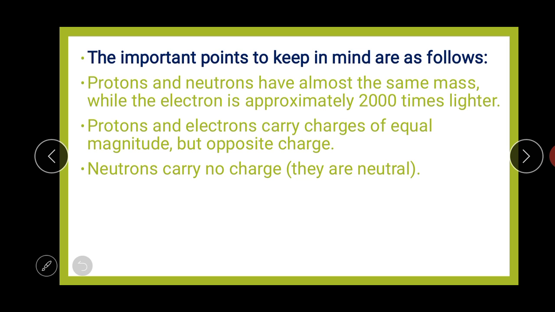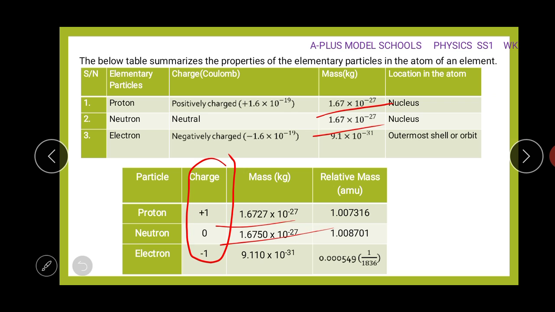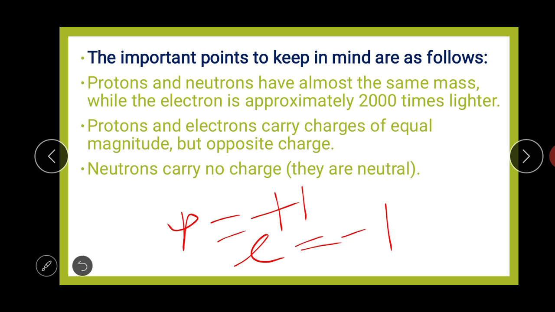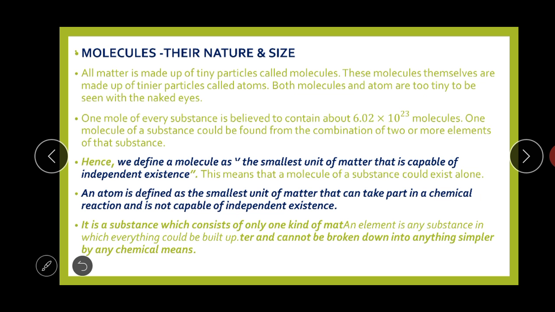Another one: the electron is approximately 2,000 times lighter than either the proton or the neutron. You can see that. Protons and electrons carry charges of equal magnitude but opposite signs. So proton is +1, the electron is -1, the same charge but opposite. The neutron is 0. That's the main thing that you should know.